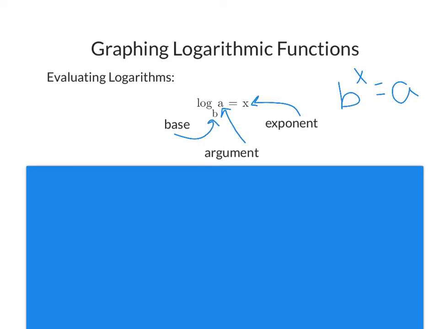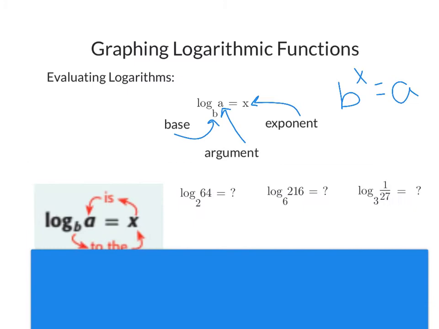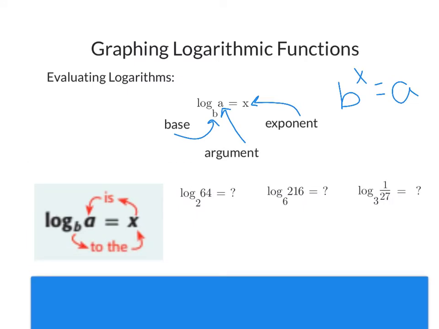Now we can use the form of a logarithmic equation to be able to evaluate the logarithms. So we ask, b to the what power is equal to a. So if I look at log base 2 of 64, I would ask, 2 to the what power is 64. So I have 2 to the x equals 64. Well, if I think of my powers of 2, 2 to the first is 2, 2 to the second is 4, 2 to the third is 8, 2 to the fourth is 16, 2 to the fifth is 32, and 2 to the sixth is 64. So log base 2 of 64 is equal to 6.